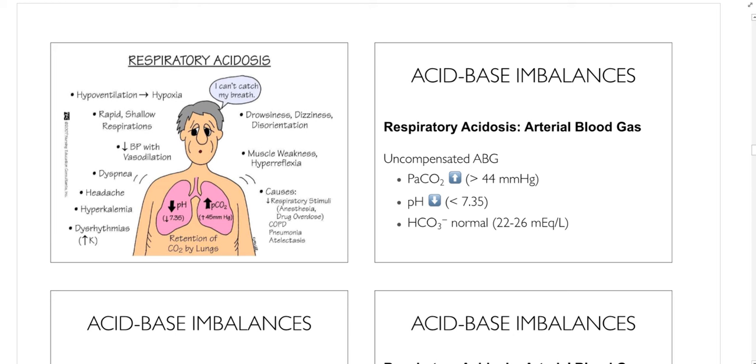And then at first, we're going to have a normal bicarbonate level because it takes a while. Bicarbonate, remember, is going to indicate the effort of the kidneys. And the kidneys take a little while to ramp up and actually make an impact on acid-base balance. So at first, bicarbonate is going to be normal, between 22 and 26.